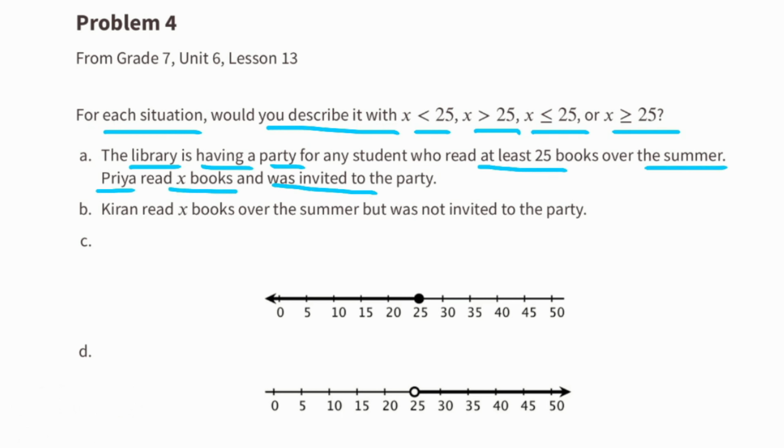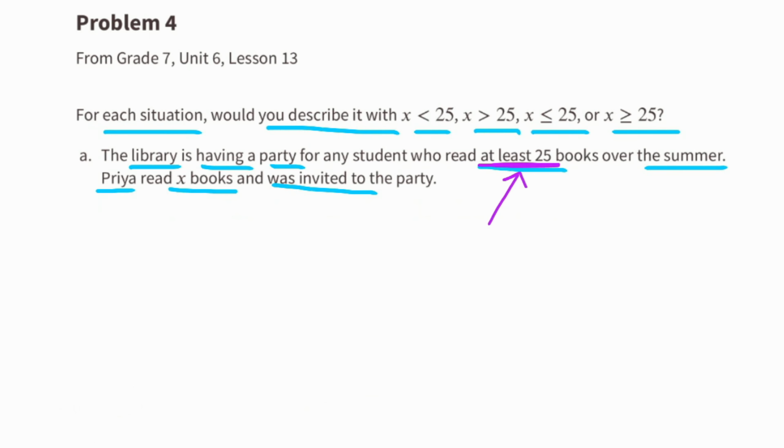A. The library is having a party for any student who read at least 25 books over the summer. Priya read x books and was invited to the party. In order to be invited to the party, she would have had to have read at least 25 books. That means that the number of books that she read was either equal to 25 or greater than 25. So we could use x is greater than or equal to 25.